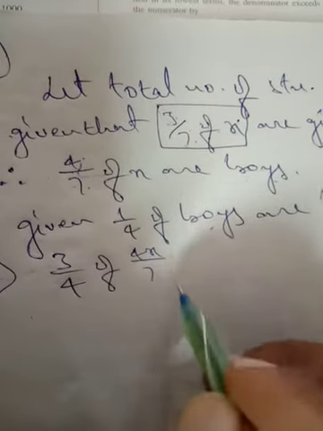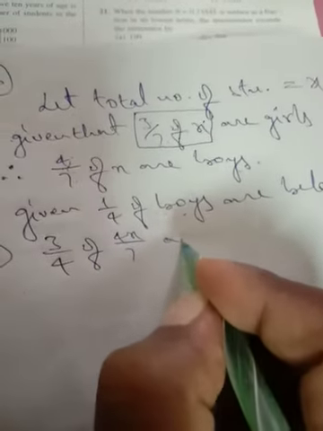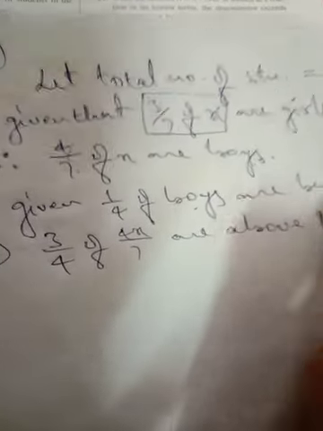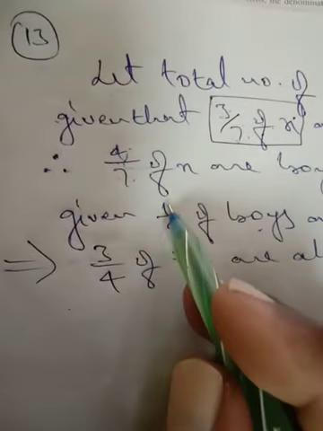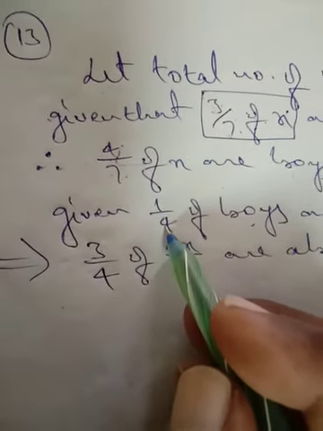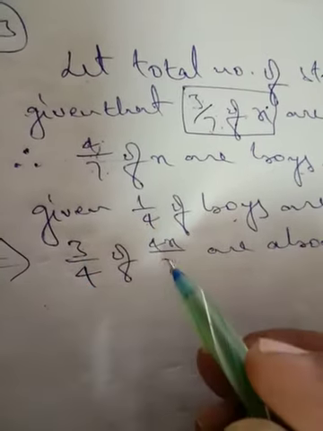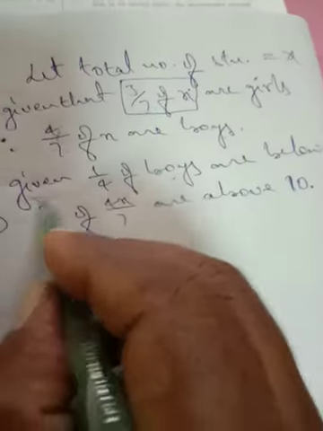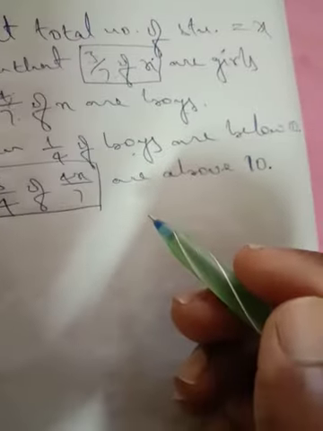3 by 4 of 4x by 7 means 3 by 4th of the boys are above 10. He provided us with the data of below 10, but we deduced that if 1 by 4th of the boys is below 10, then 3 by 4th are above 10. So instead of boys, I am taking this here; slowly we are building the equation. See here, keep a look upon this: 3 by 4 of 4x by 7 are above 10.